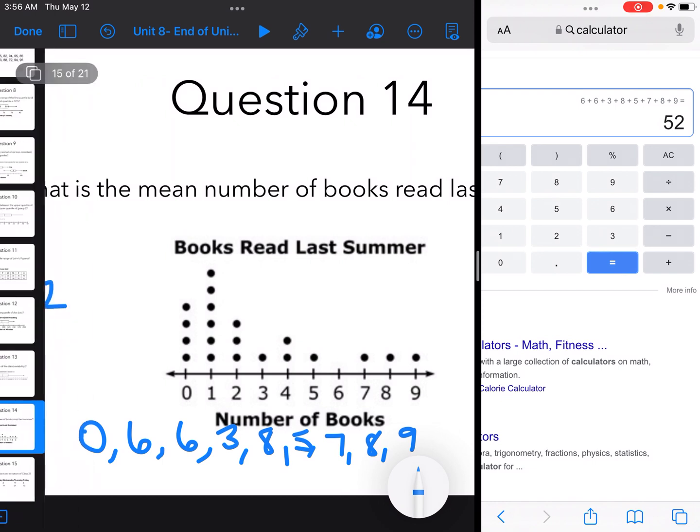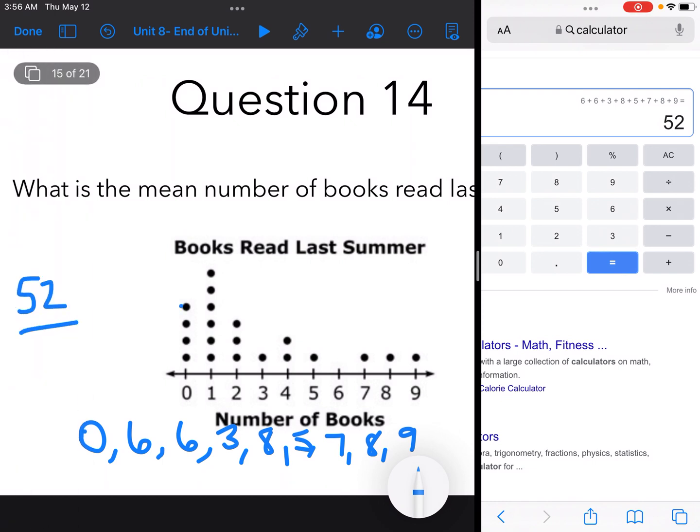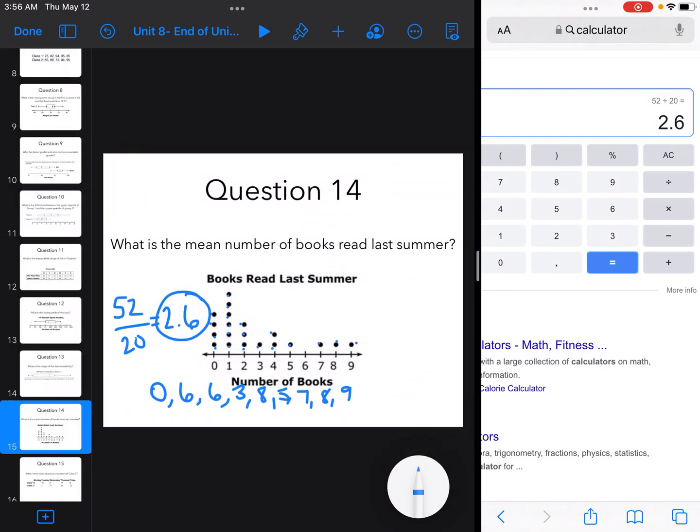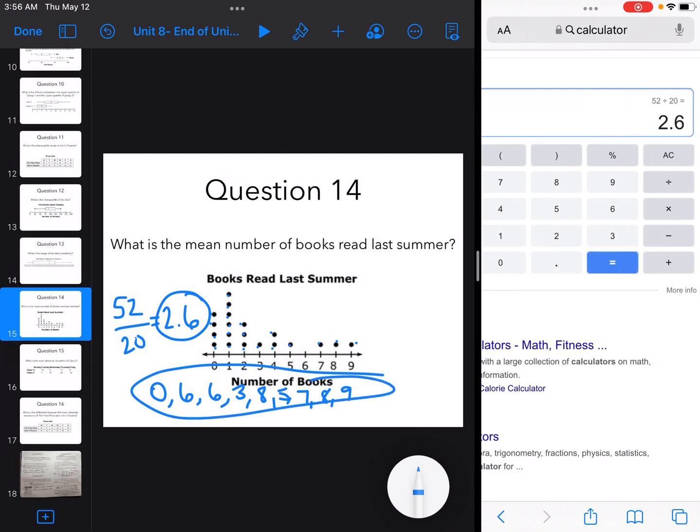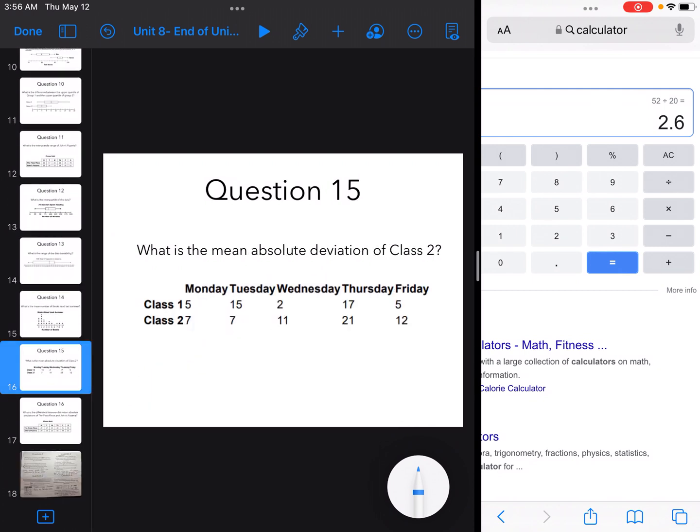Then I'm going to divide by the number of dots. So that's 1, 2, 3, 4, 5, 6, 7, 8, 9, 10, 11, 12, 13, 14, 15, 16, 17, 18, 19, 20. So I'm going to divide by 20. And I get 2.6. So that's my mean. Okay? You have to divide by the number of dots, not by the number of numbers I have at the bottom.